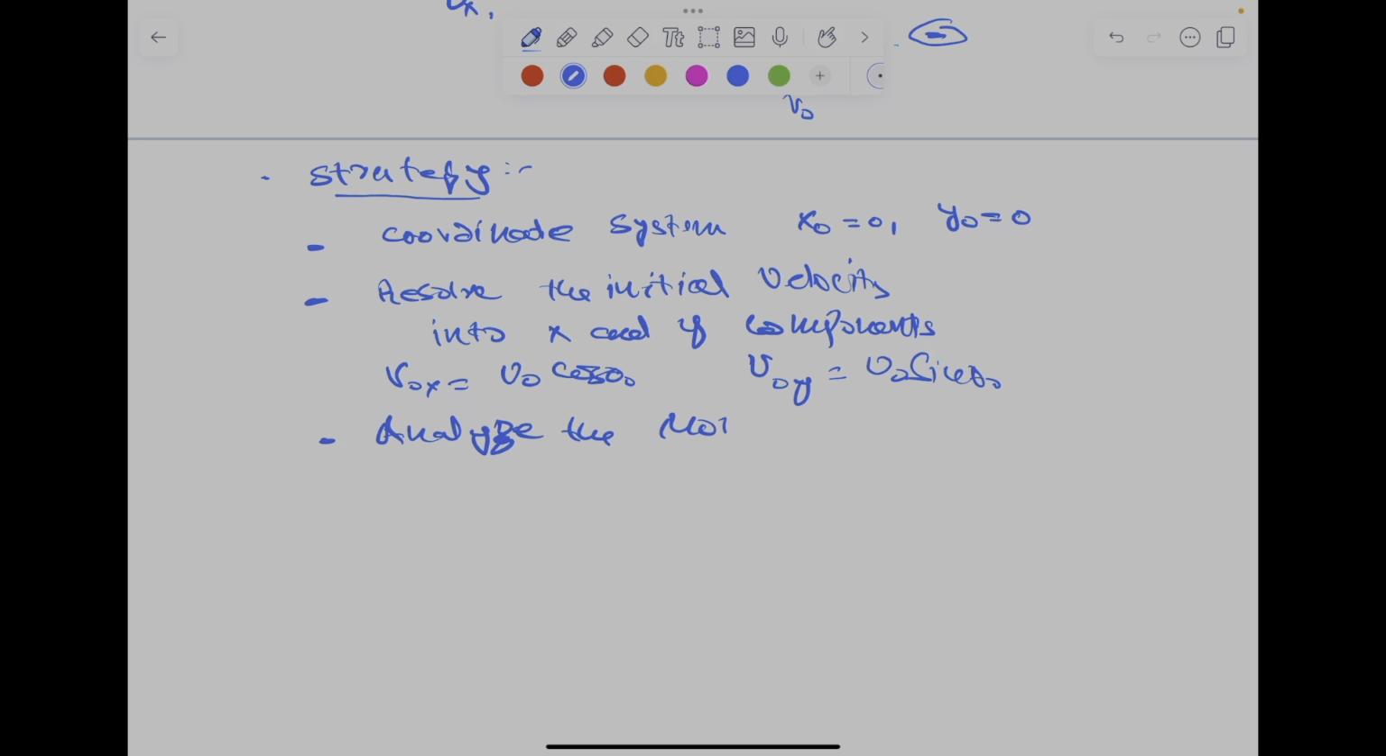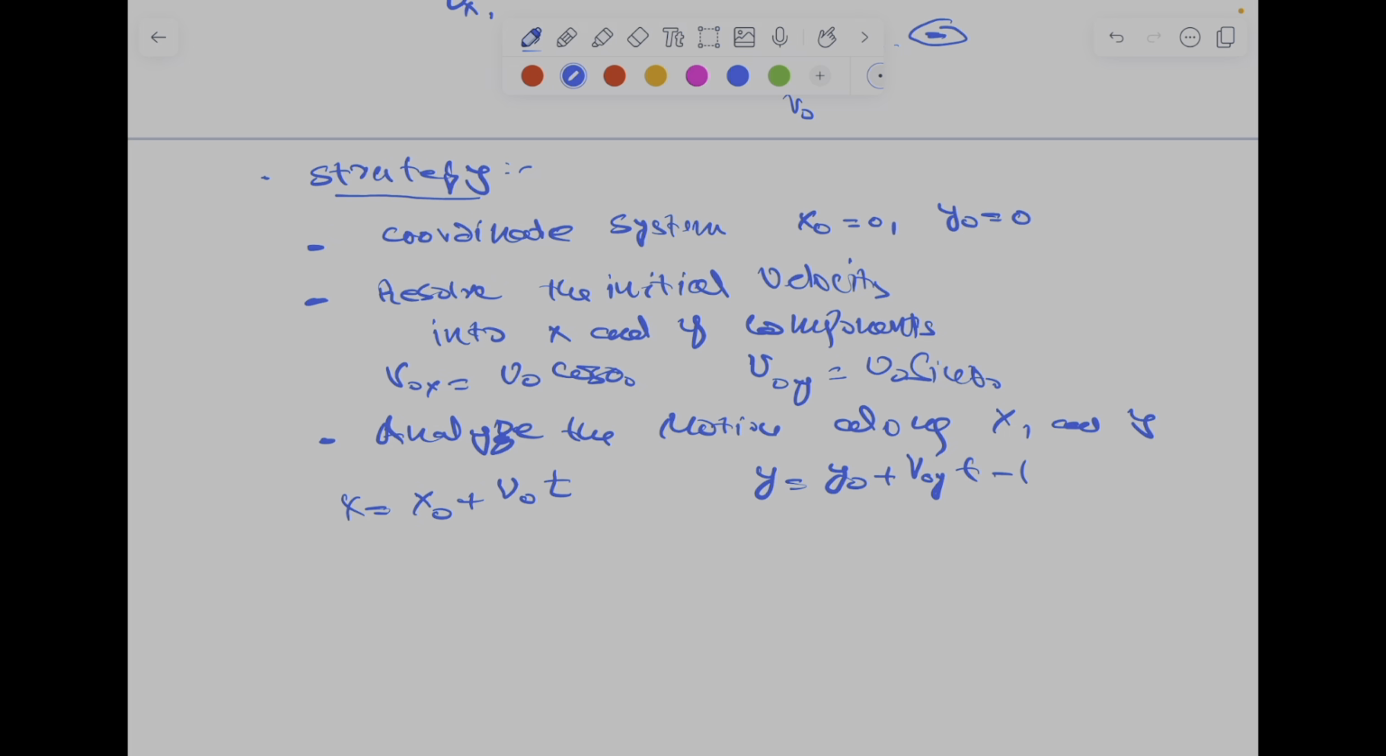Now you need to analyze the motion along x and y. So what's your x equation? So x is x naught plus v naught of x t, because the motion along the x axis is constant. And what's your y equation? So y is y naught plus v naught of y t minus 1/2 gt squared. So this is your x equation, then this is your y equation.